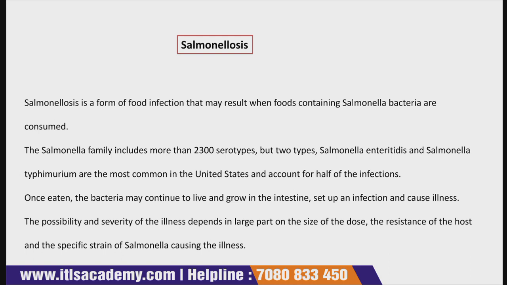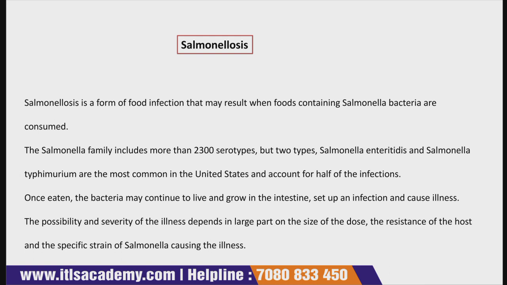Once eaten, the bacteria may continue to live in the intestine, set up infection, and cause illness. So once you consume contaminated food that has Salmonella in it, the Salmonella bacteria live and grow in the intestine of the human. They set up infection and cause illness.